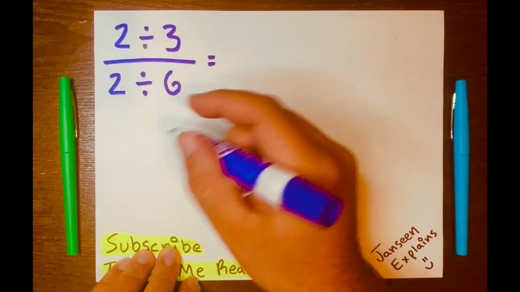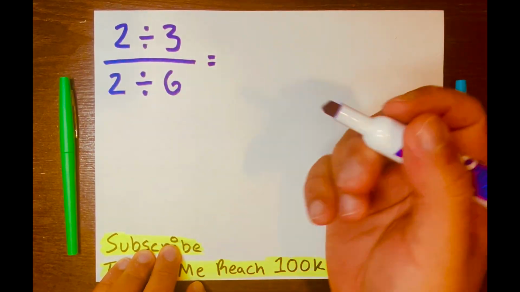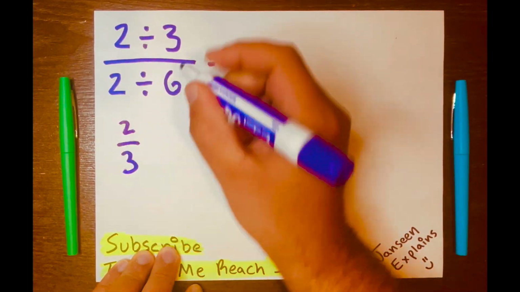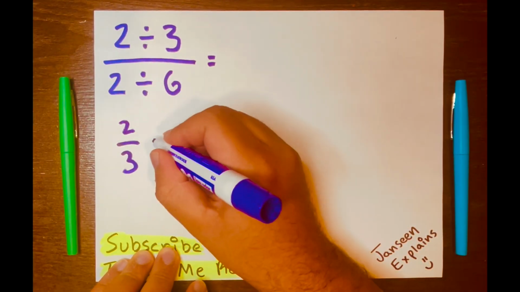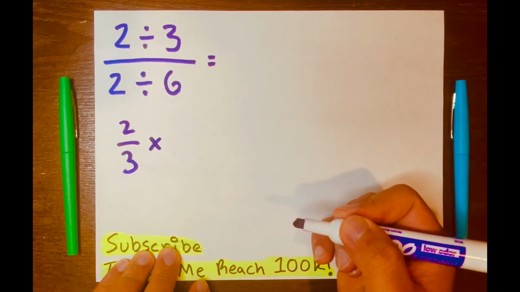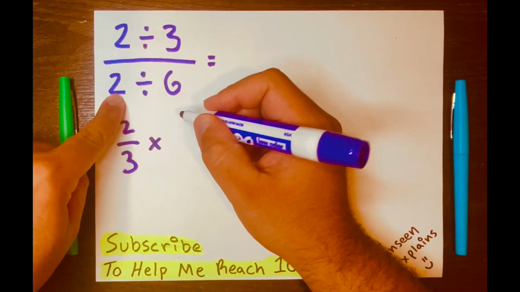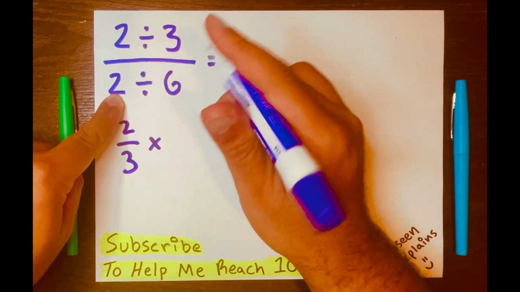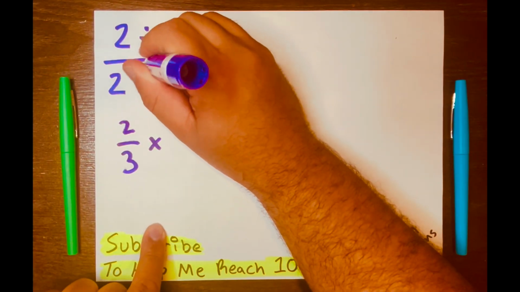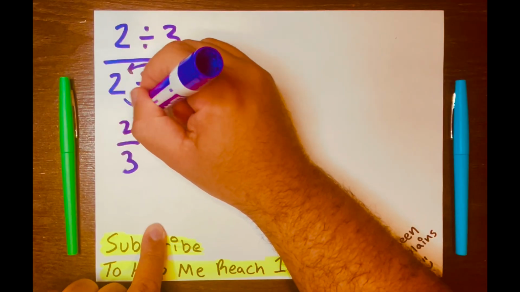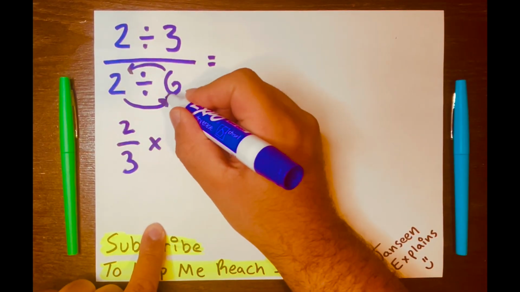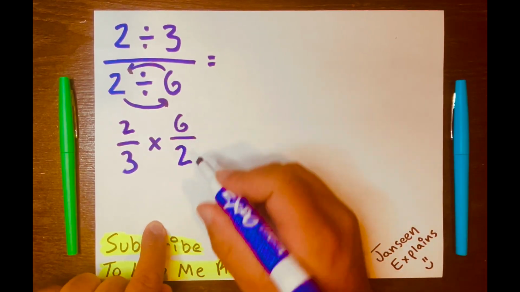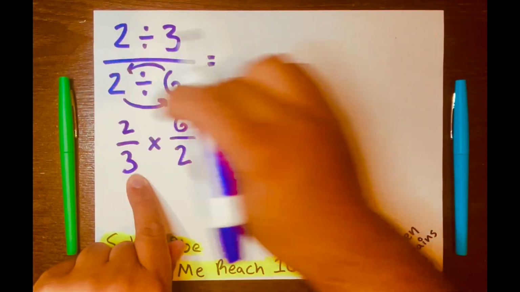So let's go ahead and write what I just said. So we keep 2 over 3, then change the division symbol to multiplication. And then lastly, we flip these numbers. And we want to turn this into a fraction as well. So that's what I meant by flipping. So this will go there and this will go there. So we turn that into a fraction. So the 6 will be on top of the fraction and the 2 will be at the bottom of the fraction. And now we just have to multiply across.